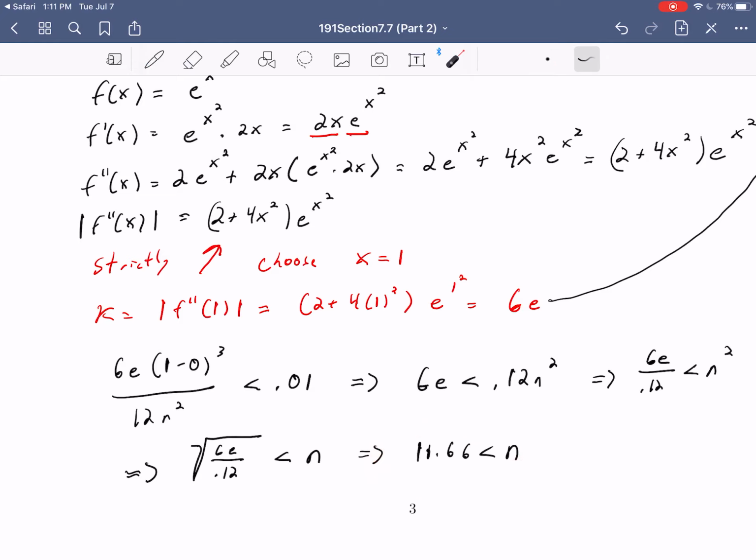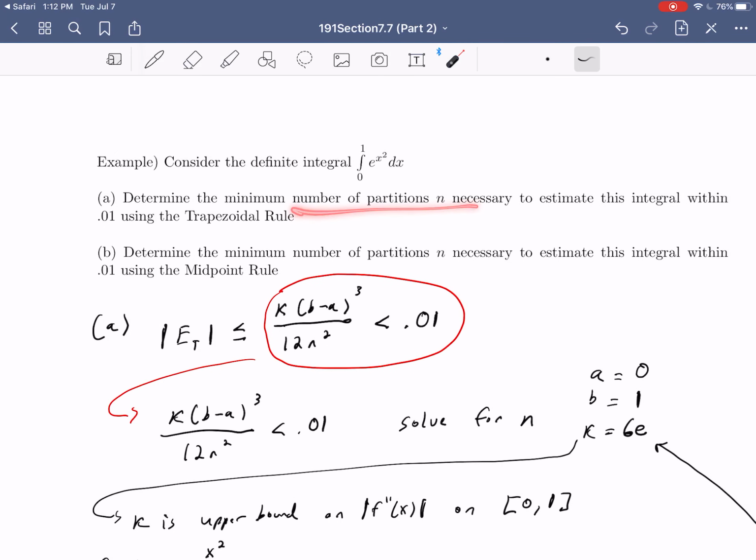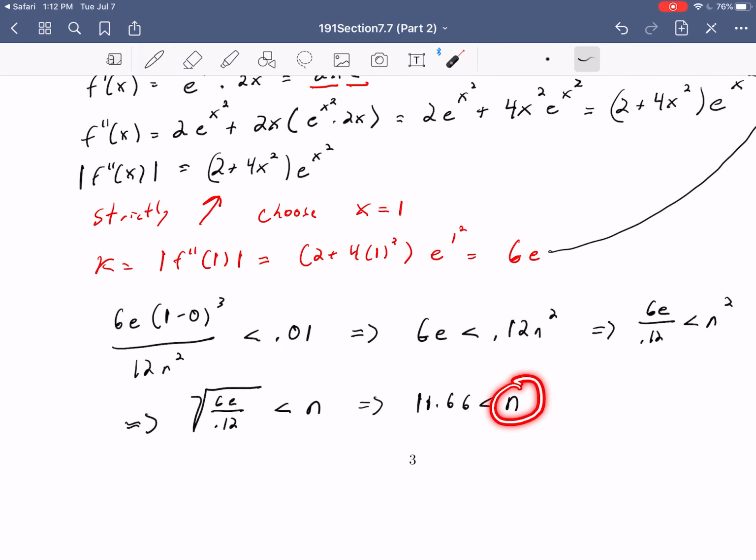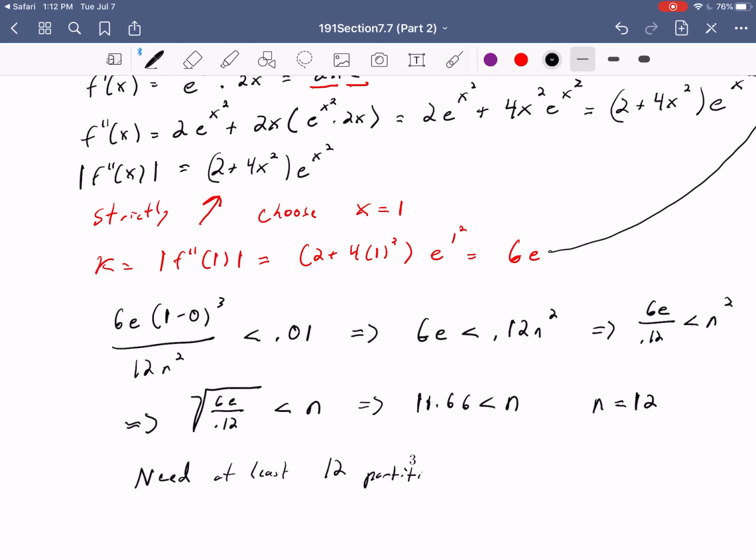So what was our actual end goal here? Well, we were trying to choose the minimum number of partitions. Remember, partitions is how many pieces you are going to cut it up into. So the number of pieces you cut it up into obviously has to be a whole number. So if we want the minimum, we need to pick the whole number that is greater than 11.66, that is as small as possible. So that tells us n equals 12. So we need at least 12 partitions to guarantee accuracy of 0.01 using the trapezoidal rule.